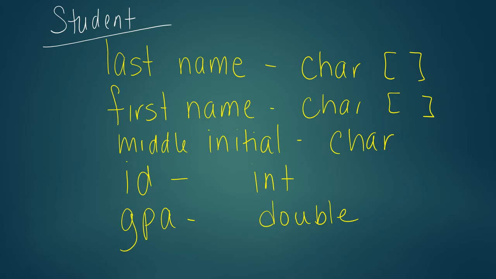All right, so how would I deal with that? Well, instead of having a separate array for the last name, a separate array for the first name and a separate integer for the ID, I can package it all together. And the way that I do that is I define a structure.